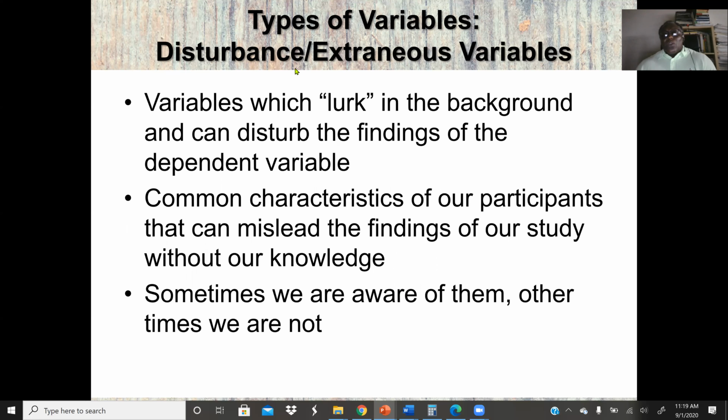So we say, okay, we also have the disturbance and extraneous variables. Here we say these are variables which lurk in the background and can disturb the findings of the dependent variable. The common characteristics of our participants can mislead the findings of our study without our knowledge. And sometimes we are aware of them, and other times we are not.